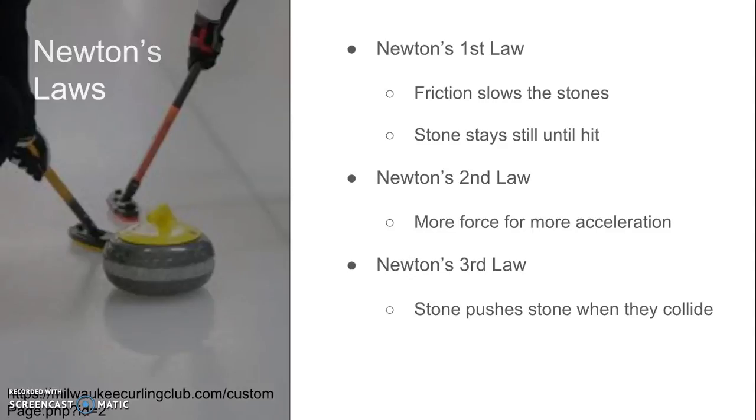Newton's second law, the acceleration of an object is directly proportional to the magnitude of the force, means that the more force that you push onto the stone, the more acceleration it will have while it's rolling down the ice. Newton's third law of motion, for every action there is an equal and opposite reaction, means that the stone pushes another stone when they collide, and then its force transfers through and causes that reaction in the other stone.